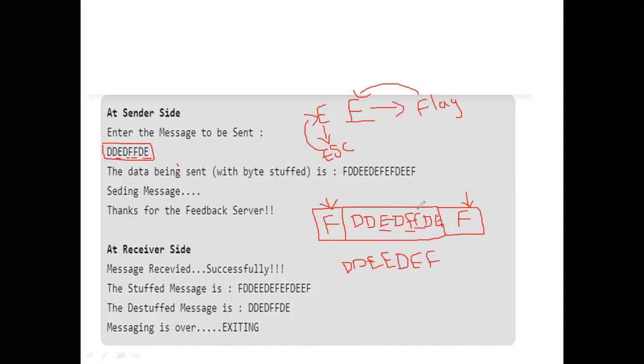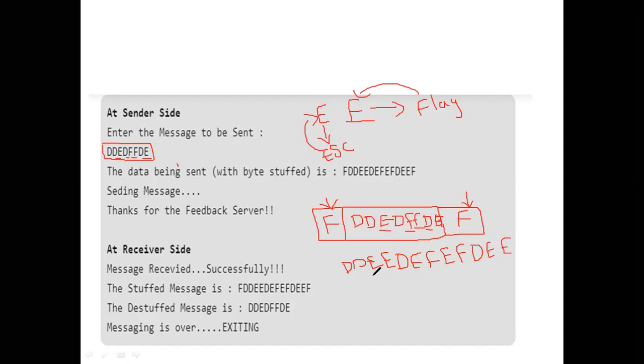So before this flag we also have to insert one more escape character, that is E and F. See here, D is there, D we can immediately insert, and E is there. E is nothing but the escape character. So one escape character exists, then we need to insert one more escape character before the data.